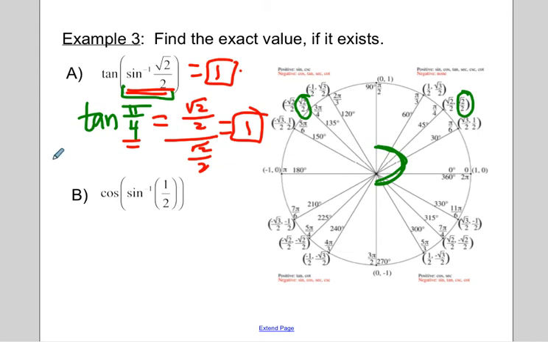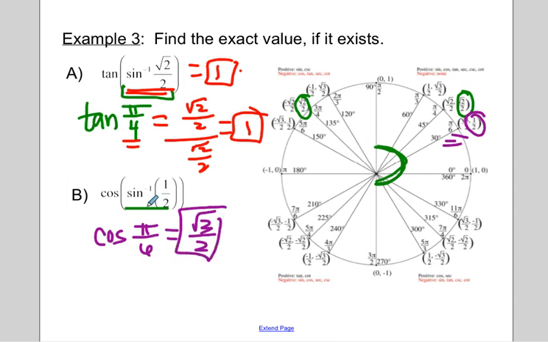Okay. B, cosine of sine inverse of 1/2. So sine inverse of 1/2. So I find my sine value of 1/2, which is my y right here. So the angle is pi/6. So it's really cosine of pi/6. And then you just need to tell me, well, what's the cosine value at pi/6? Square root of 3/2. So you have to find the inside and then plug it into whatever the outside is.